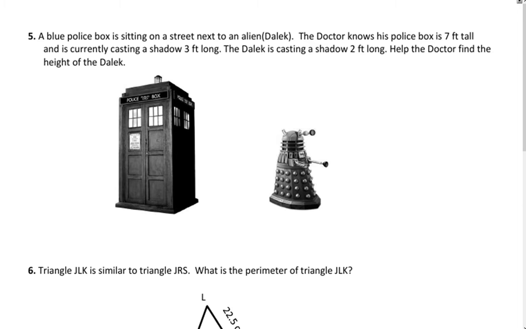Number 5 says, a blue police box is sitting on a street next to an alien Dalek. So there's your blue police box. Now it's blue. It's sitting next to the alien Dalek. The Doctor, the good guy, knows his police box is 7 feet tall.